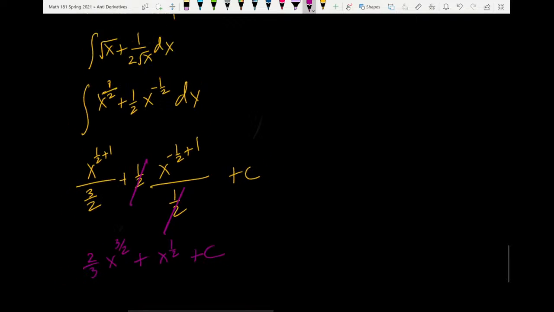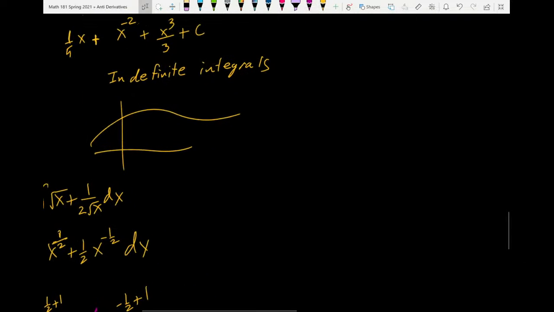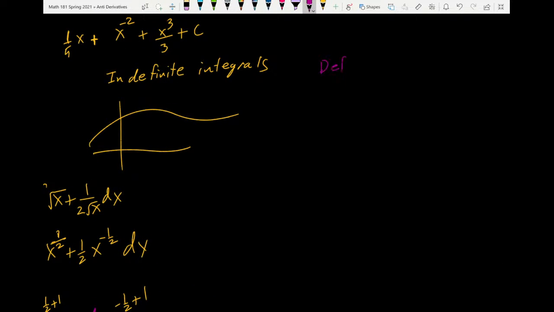Now for the definite integral, you have endpoints, and we want to know the area under the curve, and that's the whole purpose of the integral. We want to know the area under the curve. So the rule for that is the first fundamental theorem of calculus.